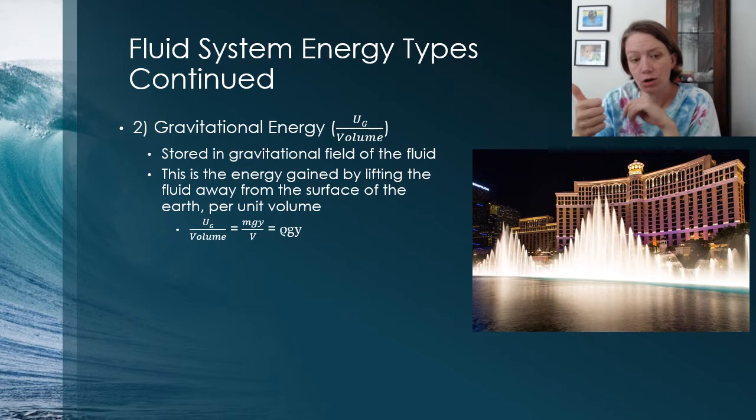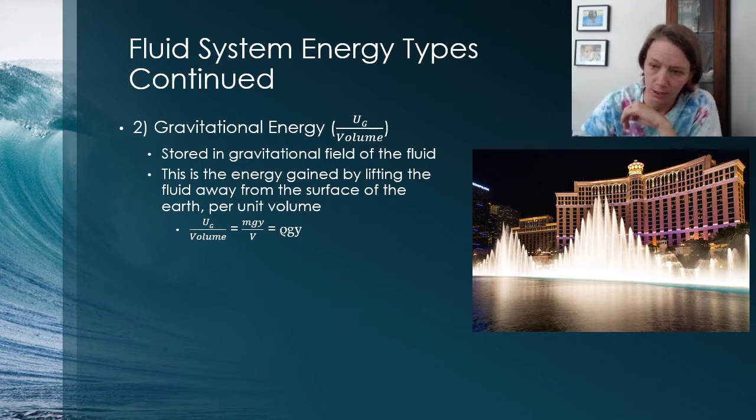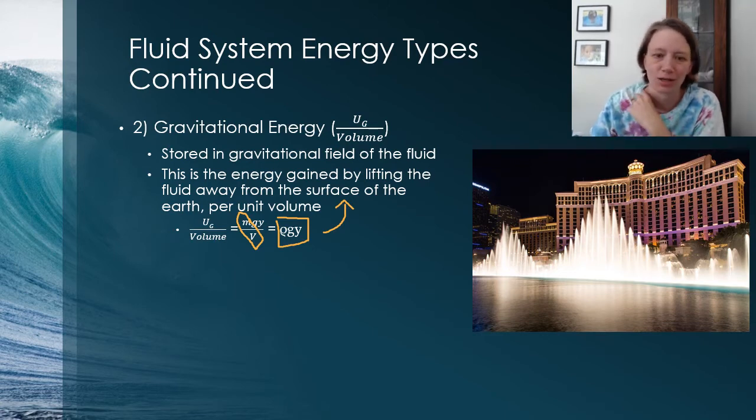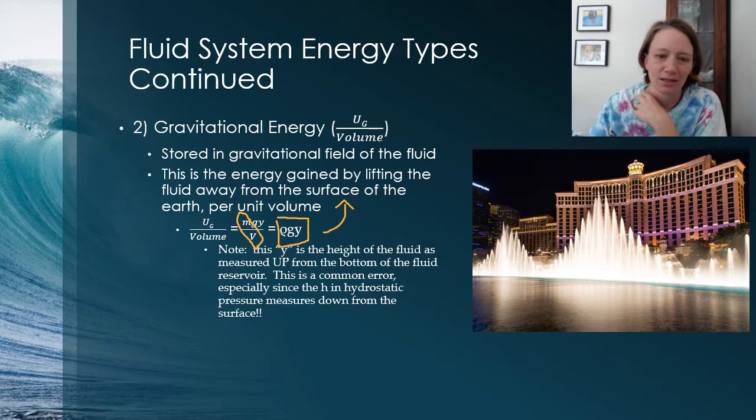And mass over volume, this little portion right here, is the same as density, right? So we can replace that m over v portion with density, and we end up with this new equation, rho g y, which represents the energy gained by lifting fluids away from the surface of Earth per volume of the fluid. Wow, that was a lot. And I know this whole slideshow is kind of a lot, so let's just go through it a few times and you guys will get a lot of practice applying it in a little bit.